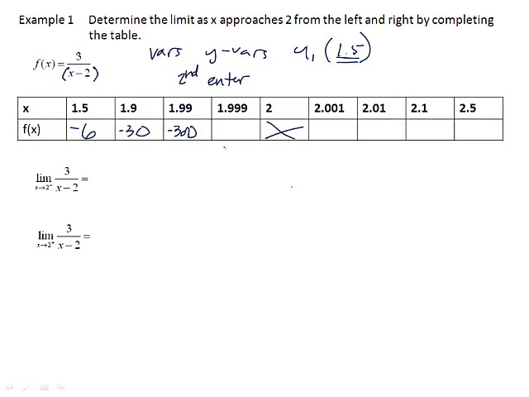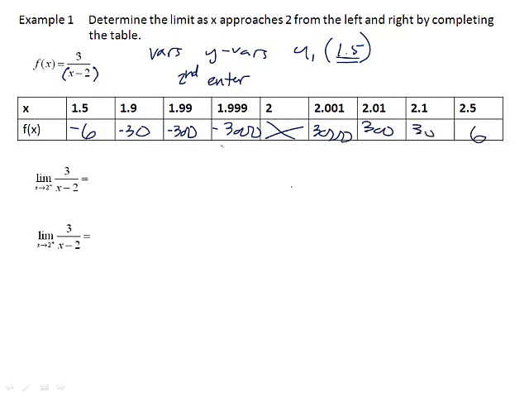Bruce, you got it done? All right, what do we get for 1.999? -3,000. What about the 2.001? 3,000. What about the 2.01? 300. The 2.1. And the 2.5.